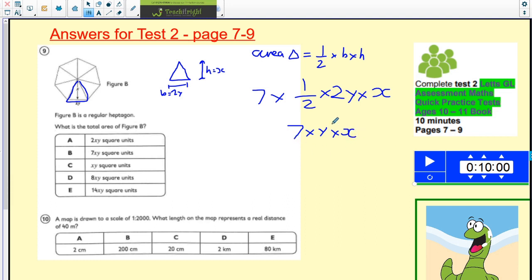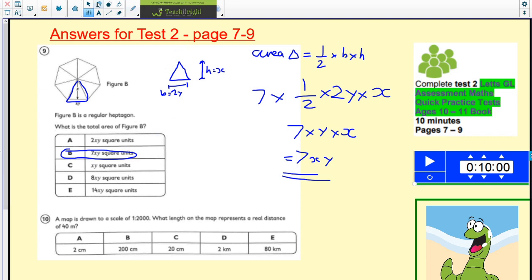And in algebra, two things. We always put it so it's in alphabetical order, and the other thing is we don't bother to write the times. So my final answer is going to be 7xy. So let's have a check. So that means the answer is 7xy square units, whatever the units are. Square units just means whatever the units are, we're going to square them.